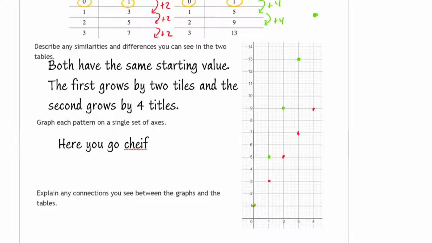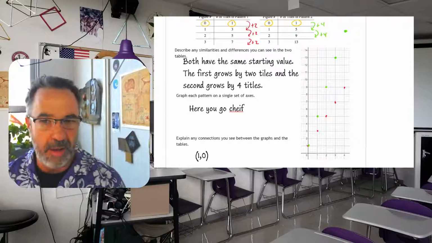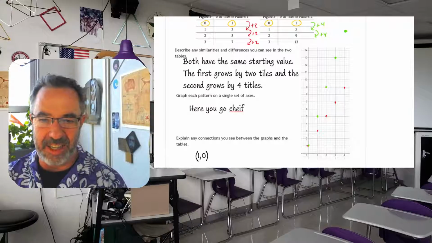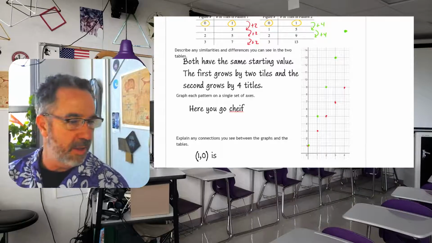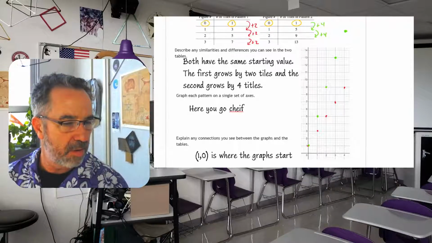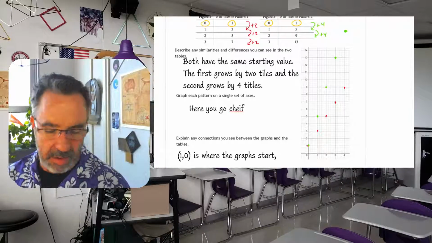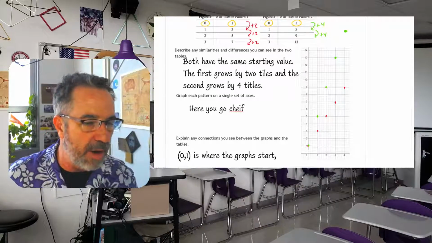Something I saw was, I could say this, so 1 comma 0, oh, I'm typing and it changed the thing. Okay. 1, 0 is where the graphs start. And I guess you can also point out between the graphs and the table. So in the table, that 0 term, oh, I got that backwards. It's 0, 1. It's not 1, 0. X is 0, Y is 1. 0, 1 is where the graph starts.